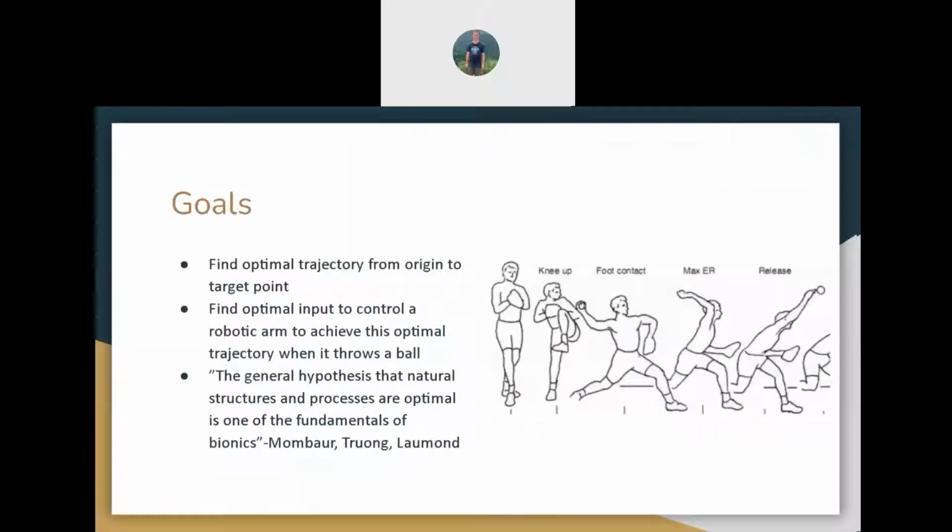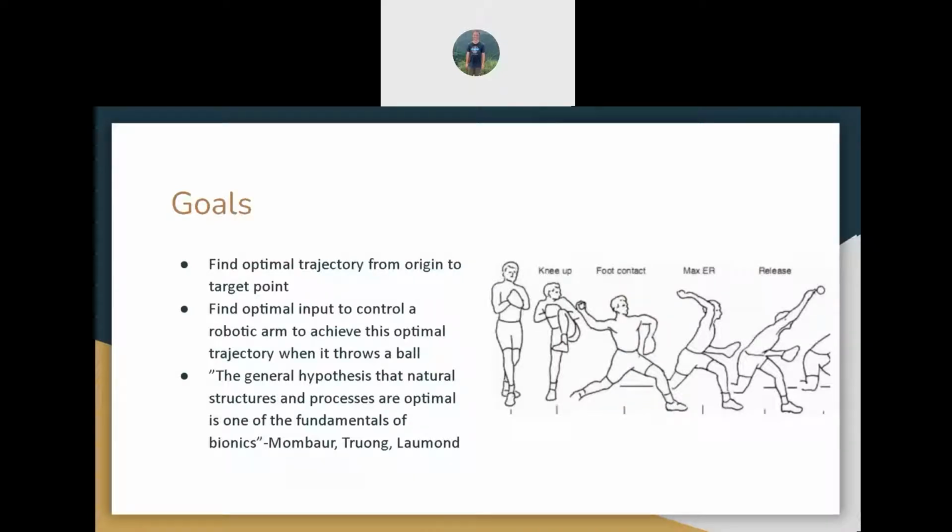The two main goals of this project are to find the optimal trajectory from the origin to the target point for a flying projectile, and to find the optimal input to control a robotic arm to achieve this optimal trajectory when it throws a ball.